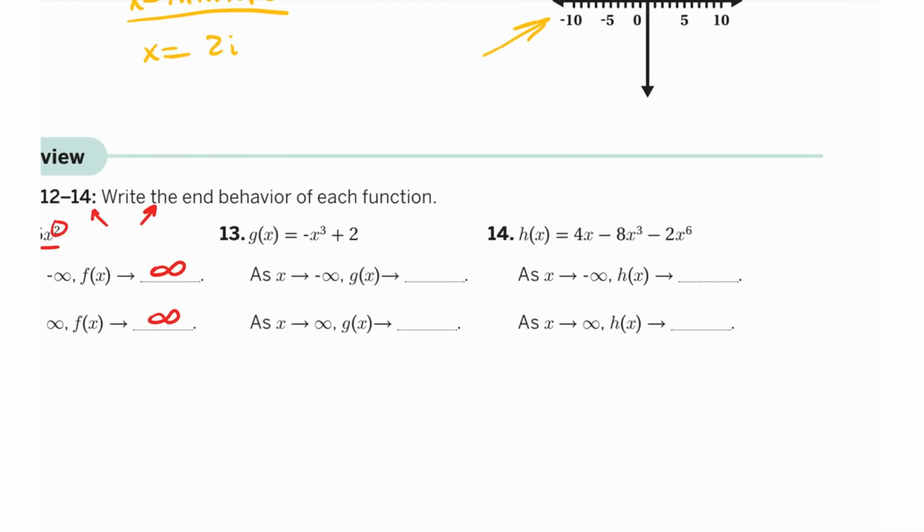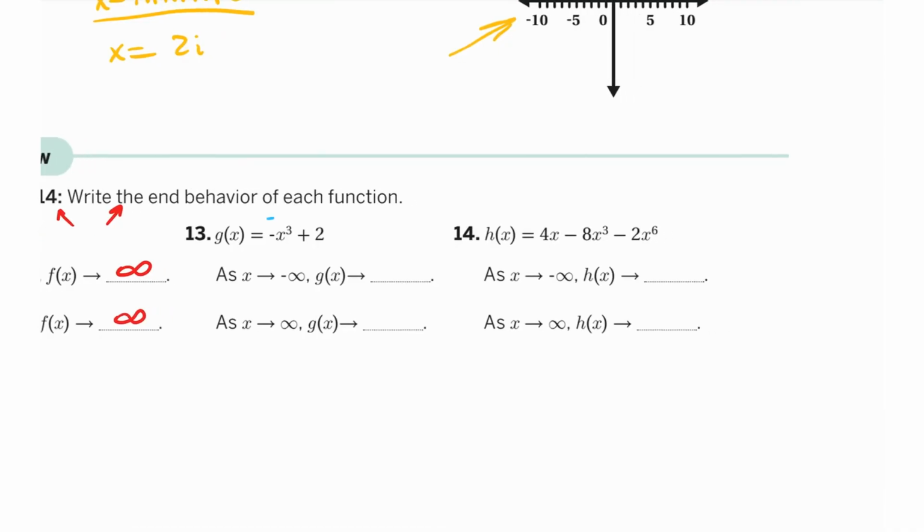For number 13, we have a negative leading coefficient. Since it's a negative function and then the highest exponent is odd, so the negative means that my right side points down, and since my degree is odd, these point in opposite directions. So as x approaches negative infinity, looks like I'm going up towards positive infinity. As x approaches positive infinity, looks like I'm going down towards negative infinity.